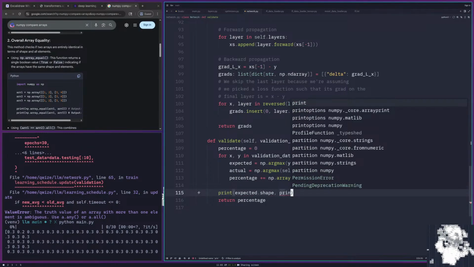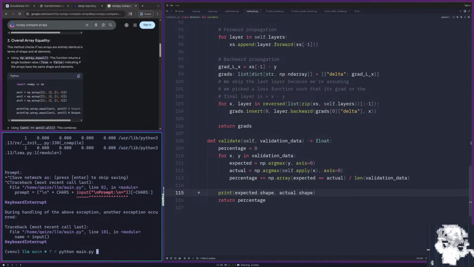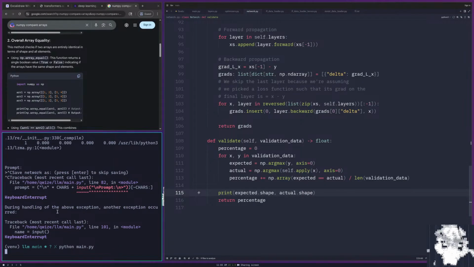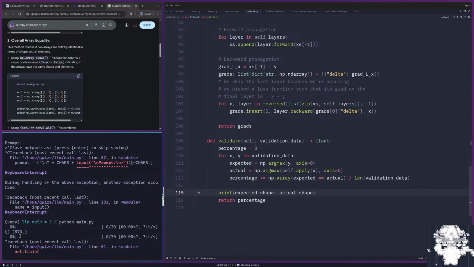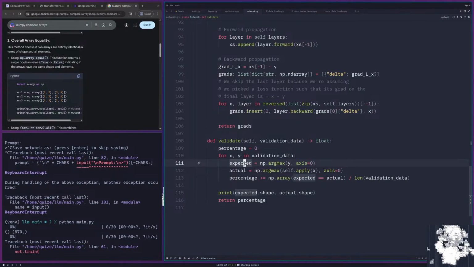Print expected.shape, actual.shape. Expected is just a number, which makes sense when we've got a single character vector as output. Actual is a vector, which is unexpected.